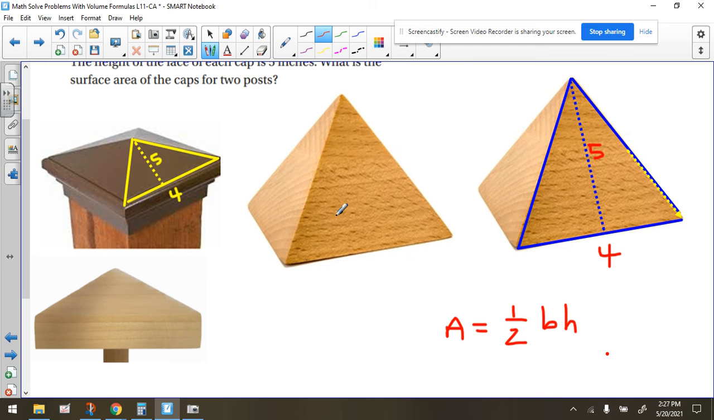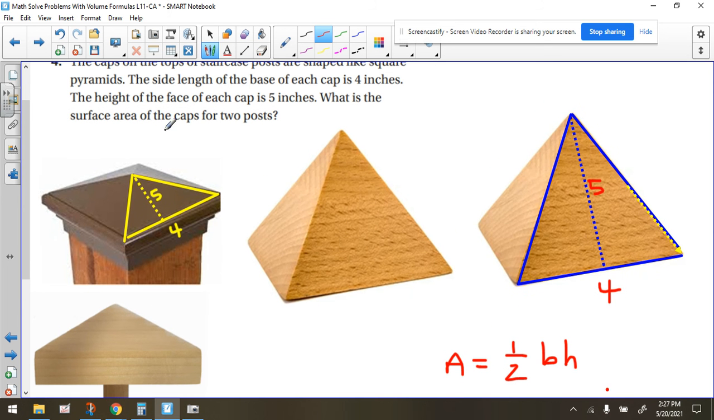And I did find some other images. These aren't exactly what they're talking about, but they're caps to a staircase. So I've seen ones like this, I've seen ones like this, but they're talking about it being shaped like this. So let's focus on these. Now remember, they are saying that we have 2 of them, 2 posts.